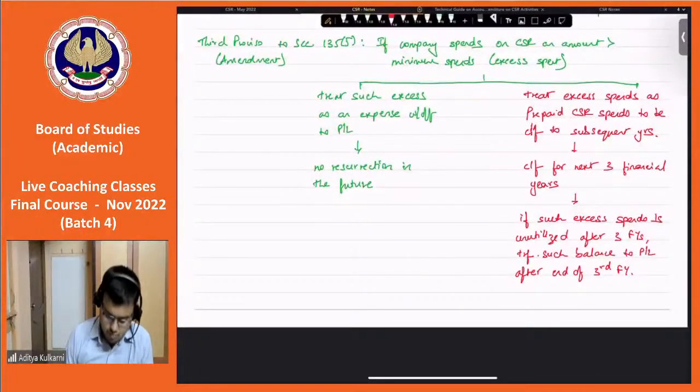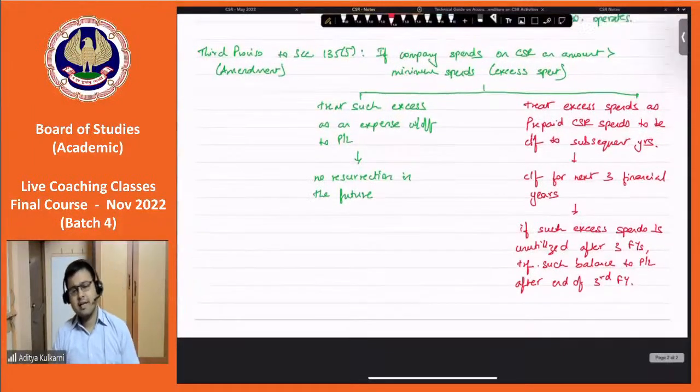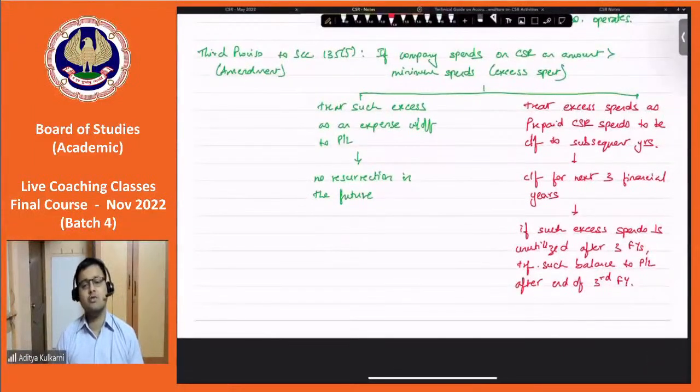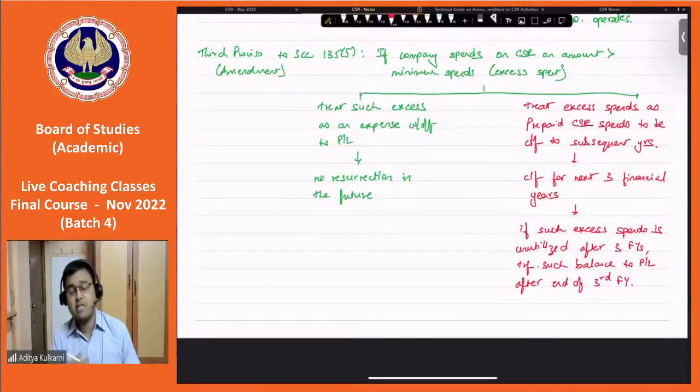Is it okay? Have you understood the treatment? Yes. So 3rd proviso to section 135(5) is very clear. This is the amendment that has happened. So you chose to spend more. So you have 2 options. First option, yaar CSR mein apne ko kya benefit karna? Why should I benefit myself? Today I have money, let me spend it, and it's for the good of the society.